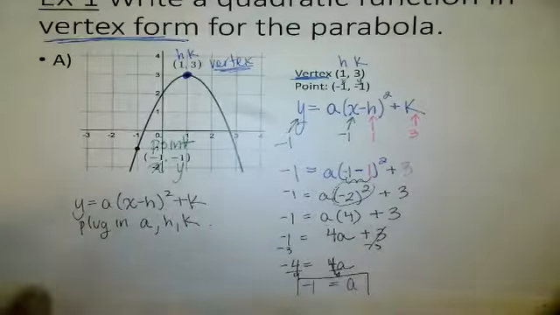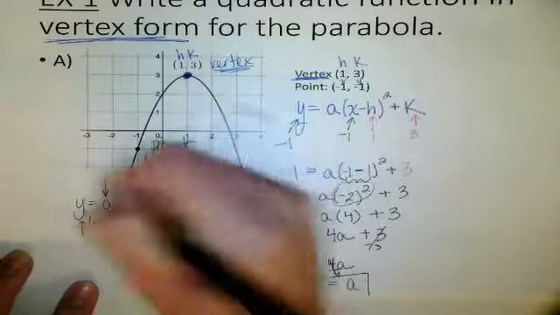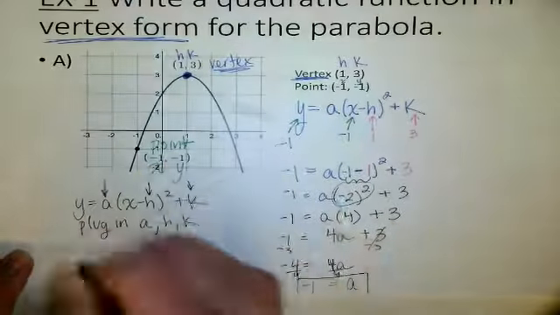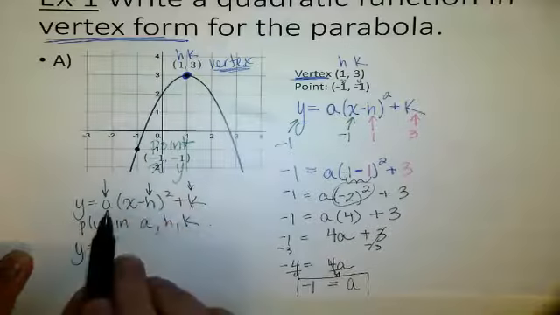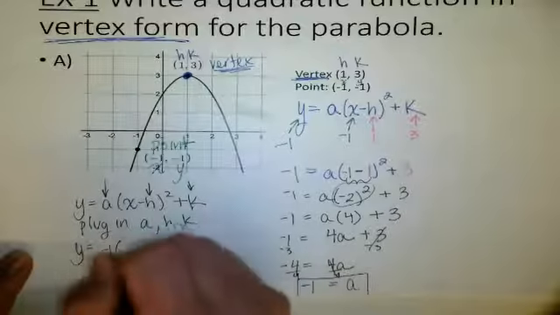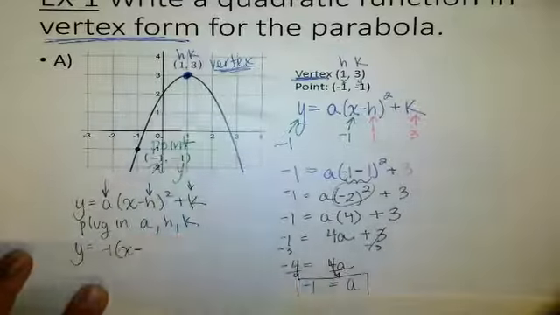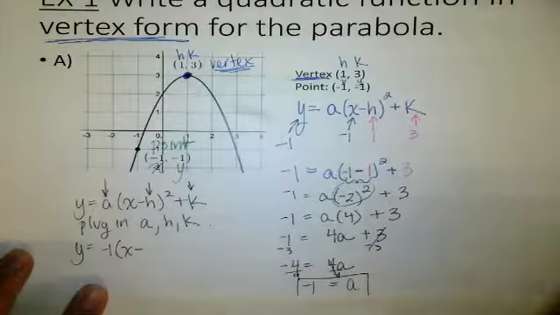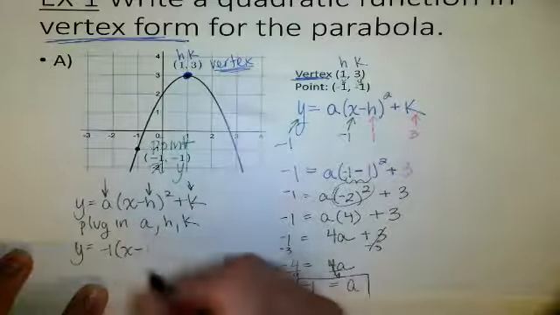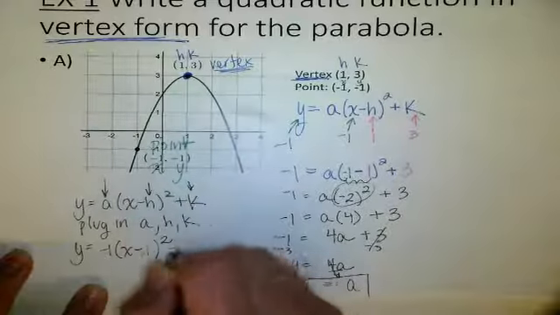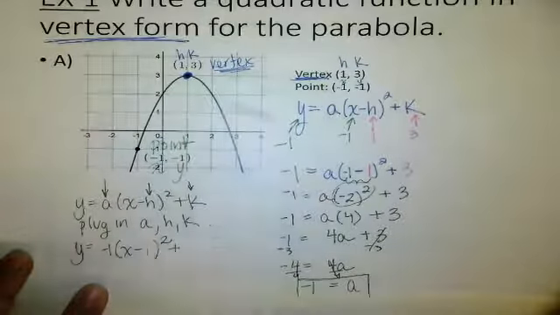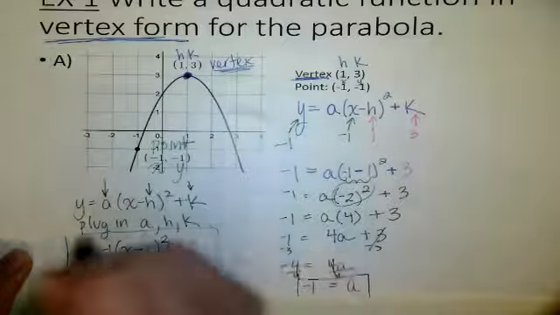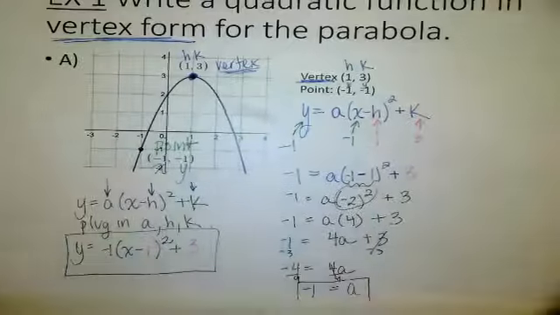Okay. So we're going to go back to our model, and we're going to plug in the a and the h and the k. So y equals, what do we plug in for a? -1. That's what we just found. -1 times the quantity x minus, what do we plug in for h? 1. Quantity squared. And then what do we plug in for k? 3. All right. So there is our model that we plug in to our calculator.